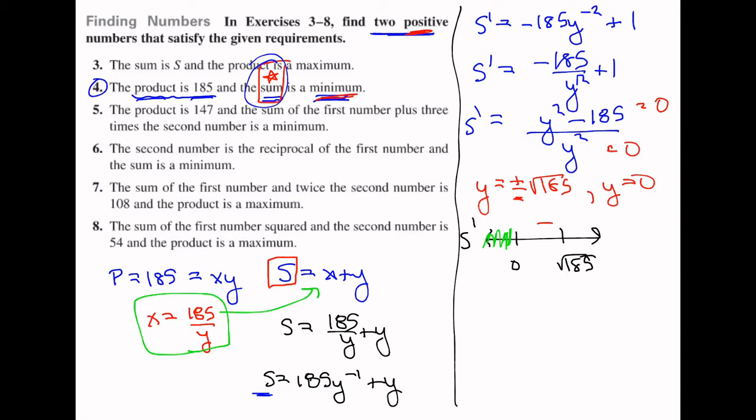If I plug something that's on this side of the square root of 185, say the square root of 200, right? Square root of 200 would be bigger. The square root of 200 squared is 200. 200 minus 185 is positive. The bottom's always positive. So this is going to be positive, which means our function decreased and then increased, which means this is the value for y that caused the sum to be a minimum. Okay? That caused the sum to be a minimum because the function decreased and then increased.